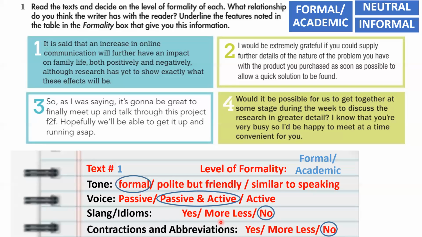Yes, so you're going to copy this in your notebook 4 times, one for each text. You can just write the correct answers. You don't have to write them all, but as you wish. So that you can write the correct level of formality: if it's a formal academic text, if it's neutral, or if it's an informal text. Okay? So please pause the video, do the exercise, and when we finish, we'll continue.